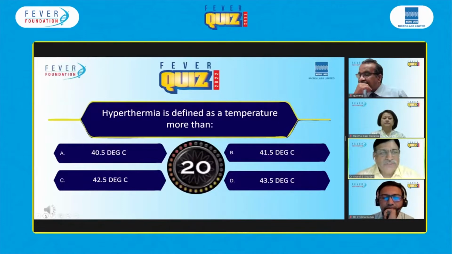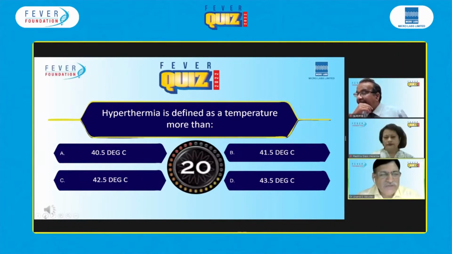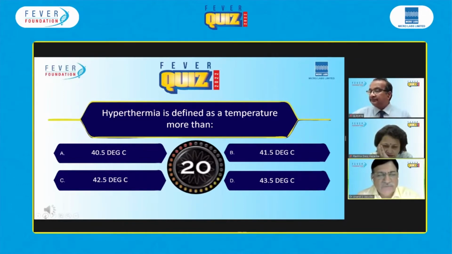Right. So question number 1 comes as: hyperthermia is defined as a temperature more than. Please note the question. Hyperthermia is defined as a temperature more than. Answers are A, 40.5 degrees Celsius, B, 41.5 degrees Celsius, C, 42.5 degrees Celsius, and D, 43.5 degrees Celsius. And your time starts now.